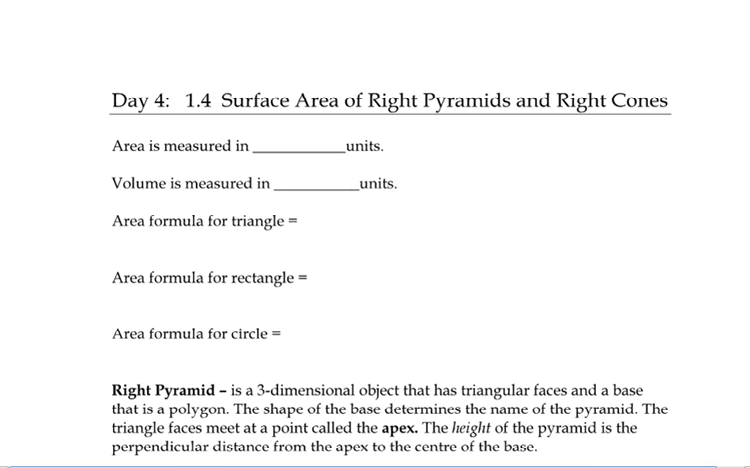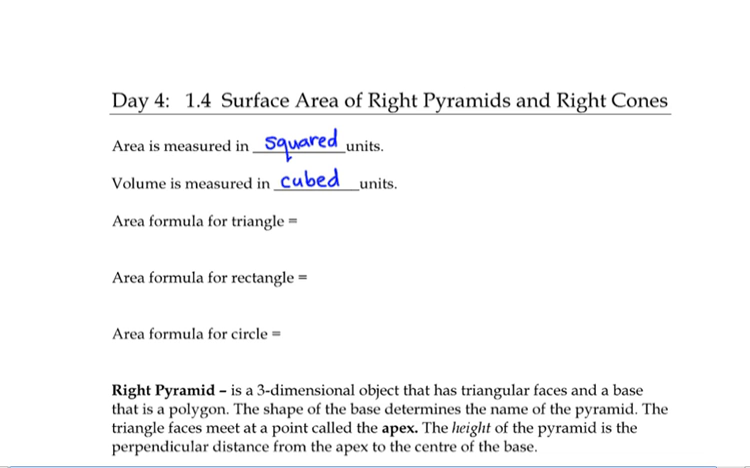Okay, what unit is area measured in? Squared. Squared units. And what type of units is volume measured in? Cubed. Okay, so if you have a triangle, what's the formula for a triangle? Does anyone remember? Becca? Base times height divided by 2.